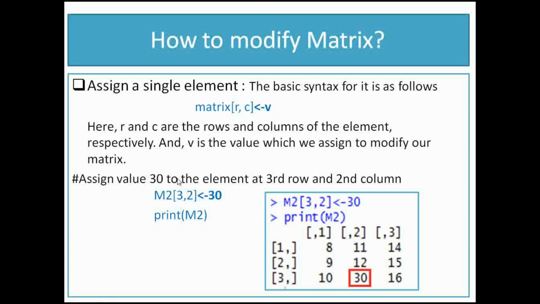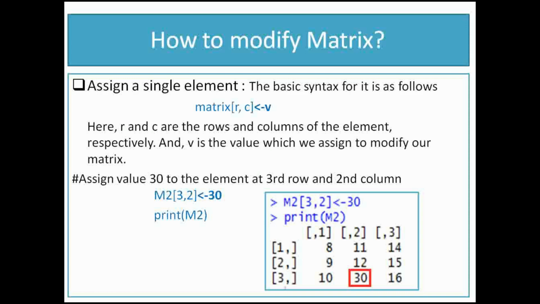Suppose you want to assign the value 30 to the element at the third row and second column. The name of the matrix here is M2, then third row, second column, 3, 2, then we are assigning the value 30. If we print that, we will get the value like this. Here it is red boxed to show that the value which was previously 13 is now replaced by the value 30. But here we are assigning the value to a particular position. We are not replacing by matching the value.